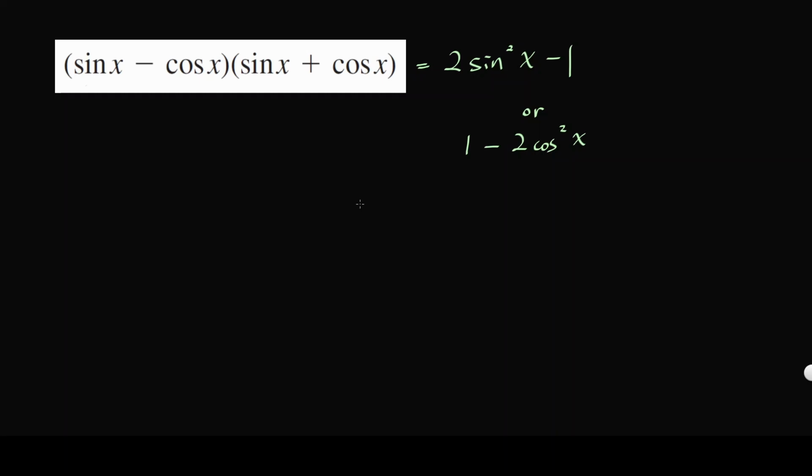So we've got (sin x − cos x)(sin x + cos x). Let's prove this identity. Let's prove that it's equal to either 2 sin²x − 1 or 1 − 2 cos²x. So when you FOIL this, we're going to get sin²x.